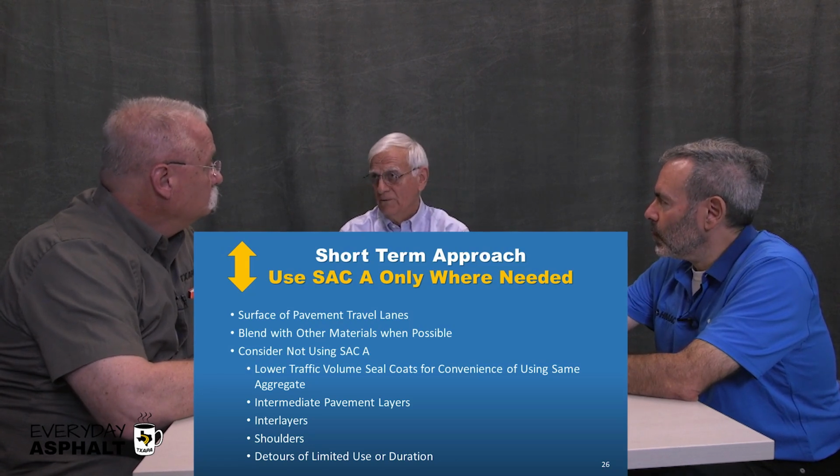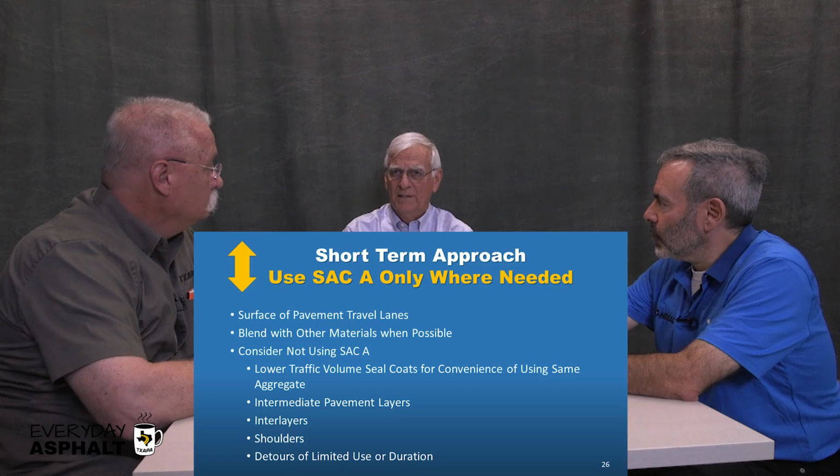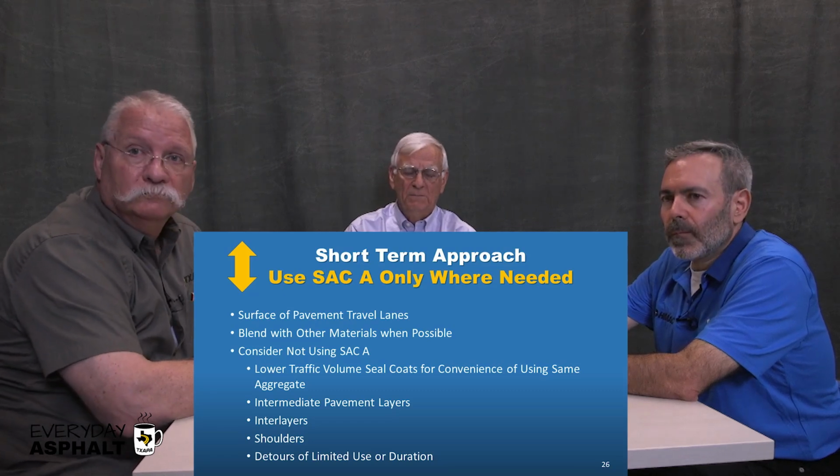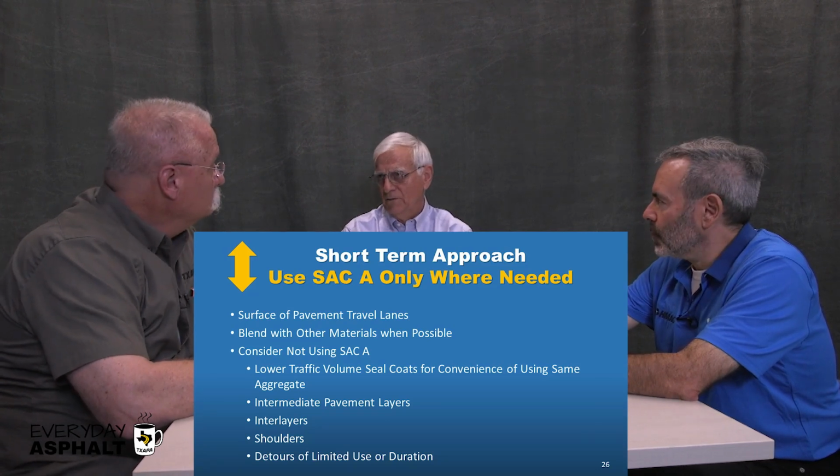We don't need it on the shoulders. Even if we have a surface course on the shoulders, we don't need SAC A aggregate there. Detours of limited duration, we certainly don't need them there. And the lower traffic volume roadways, we don't need them as well. But the 2088 form would pick that out then on the lower traffic levels. It should pick it out as best it can. We will know today. It'll change the demand on the lower traffic levels.